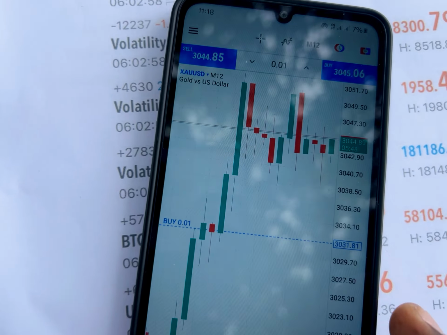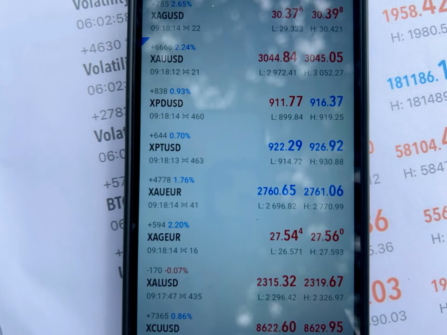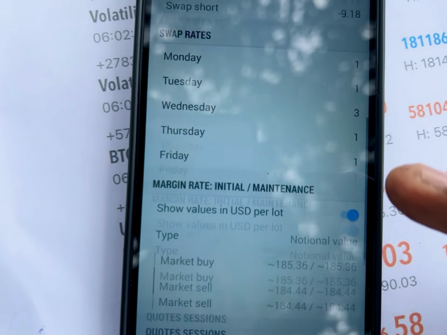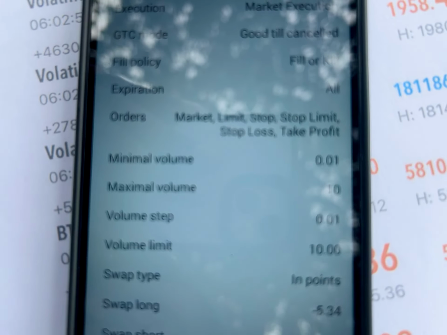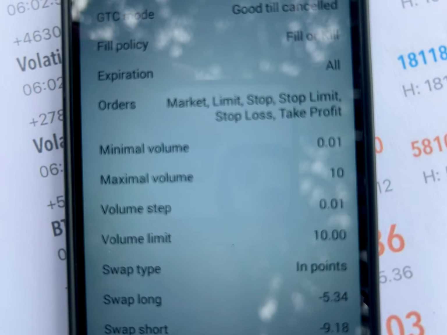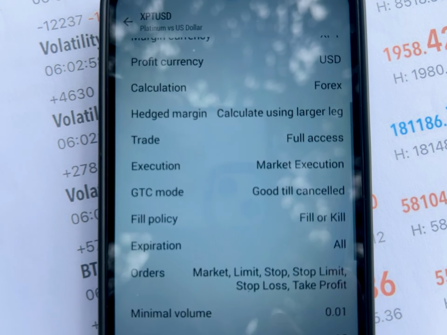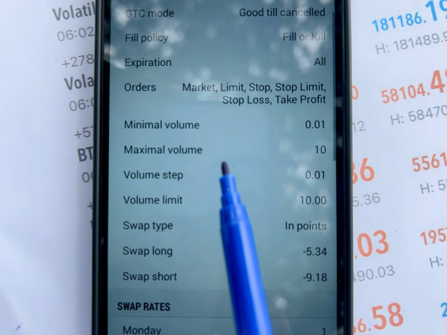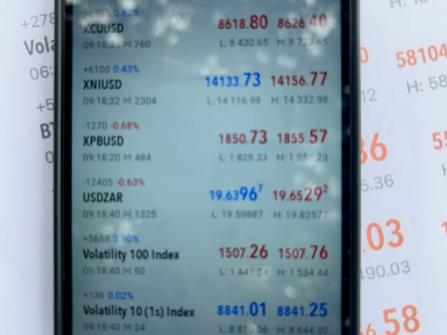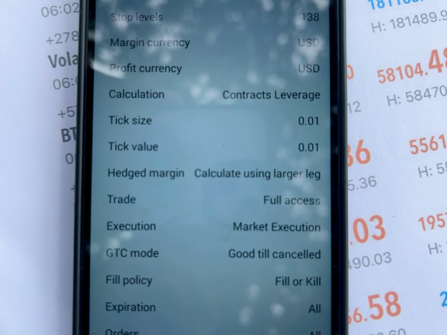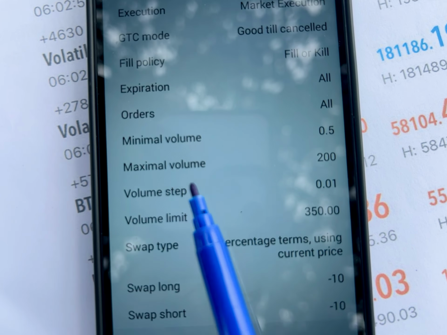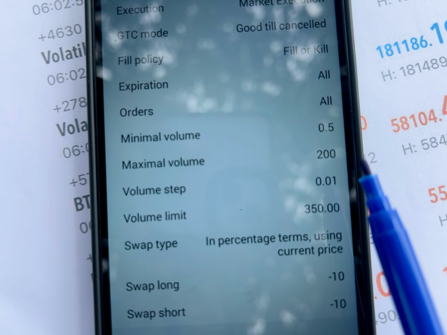And you must make sure that when you go to codes, this asset, you tap on it, you go to properties, you check the minimum volume so that you don't make the mistake of opening a lot size that you should not open. So you check the minimum volume, which is important in actually trading with this broker. Minimum volume here, when we check, is 0.01. But when you look at, let's say, Volatility 100, let's go to properties and check the minimum volume. Let's scroll down, and the minimum volume you can see is 0.5.